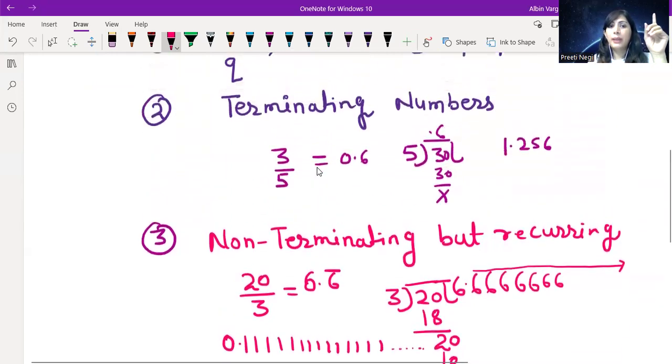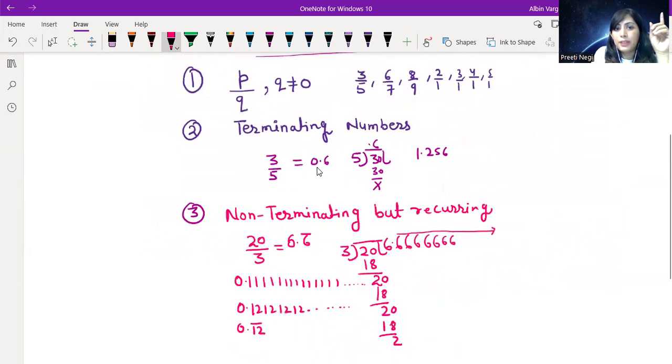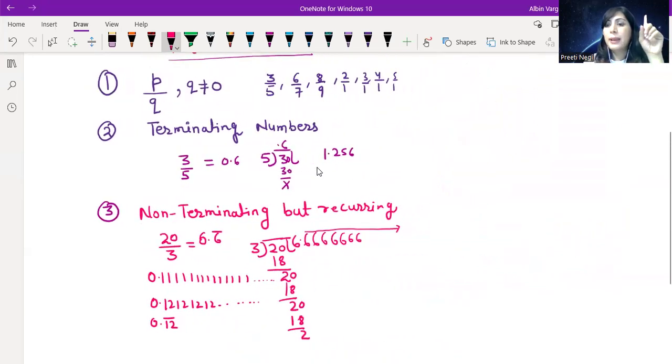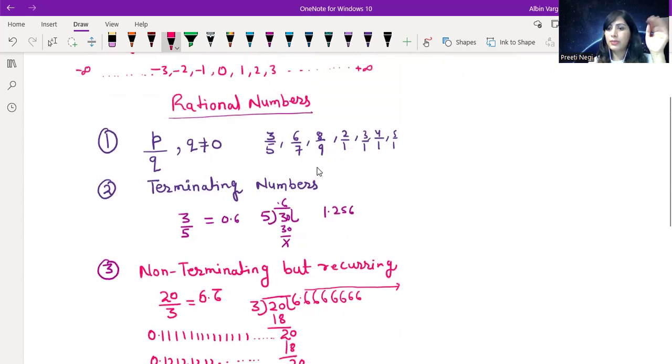So three types of things are there. The first was P upon Q की form में होना चाहिए, where Q is not equal to 0. Okay, terminating होना चाहिए, यानी कि डेसिमल के बाद कुछ टाइम के बाद ये खत्म हो जाएगा. और नॉन टर्मिनेटिंग है बट रिकरिंग है, मतलब रिपीट कर रहा है अपने आप को. तो ऐसे नंबर्स को हम बोलते हैं रेशनल नंबर्स. Okay, so these are three categories of rational numbers, right?